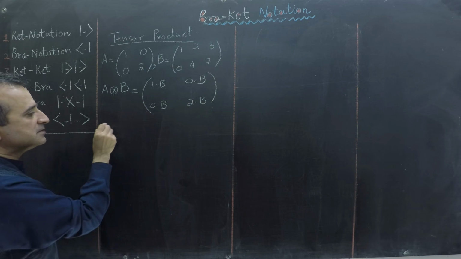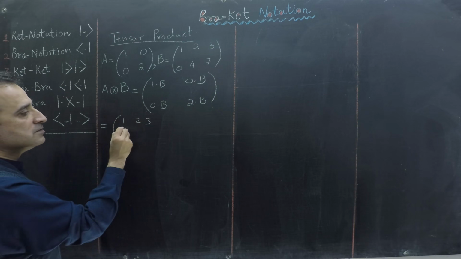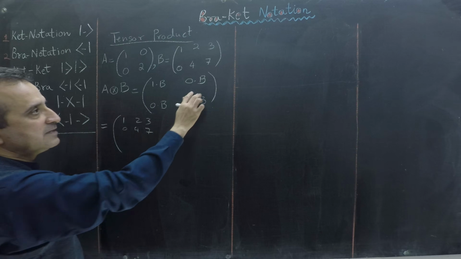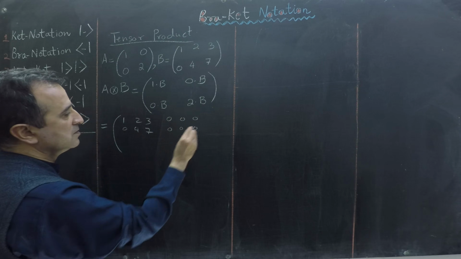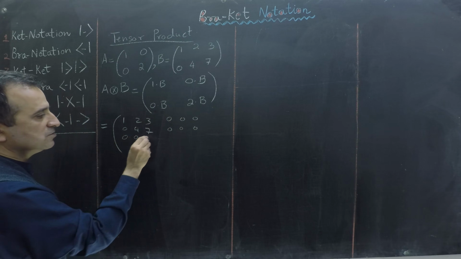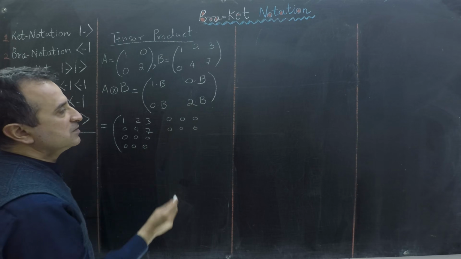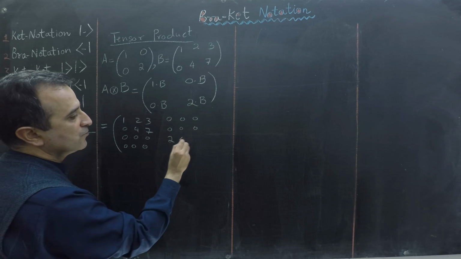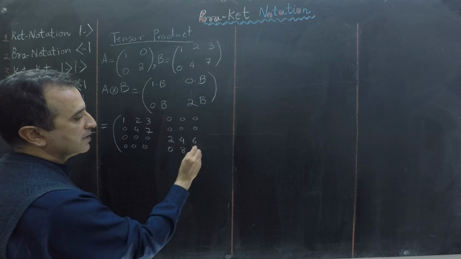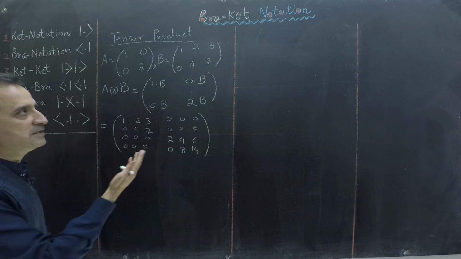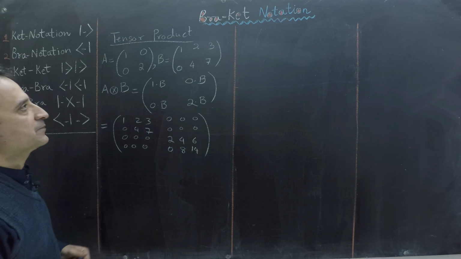We can expand this to 1, 2, 3, 0, 4, 7. This will expand to 0, 0, 0, 0, 0, 0. Similarly, this will be 0, 0, 0, 0, 0, 0. And finally, 2 times B is equal to 2, 4, 6, 0, 8, 14. So that's the tensor product of A and B. It's a higher dimensional matrix.